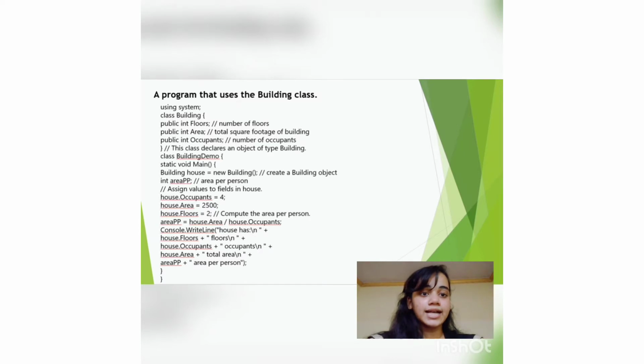Now we will see an example of a simple class. In this example, we have used using System for including all the system libraries. Here we have created two classes. First is class Building, and second is class BuildingDemo. In class Building, we have assigned three attributes called floors, occupants, and area. In the second class, BuildingDemo, we have created an instance of class Building called house.